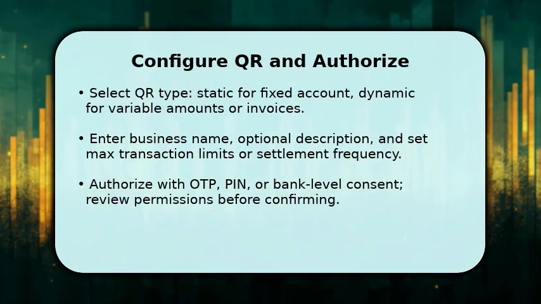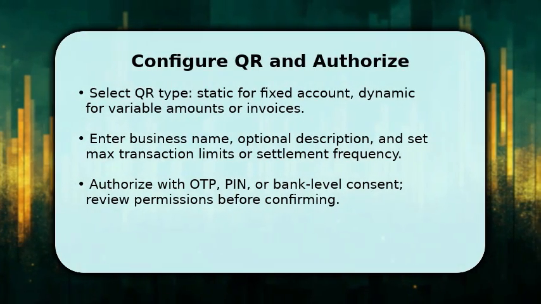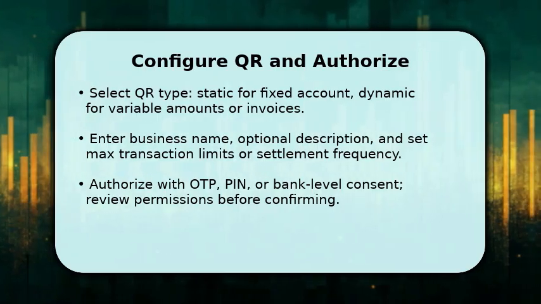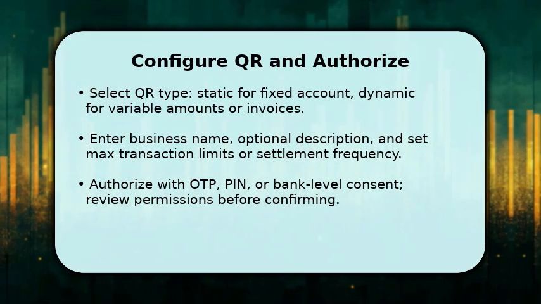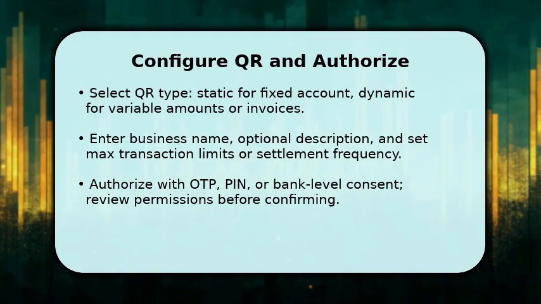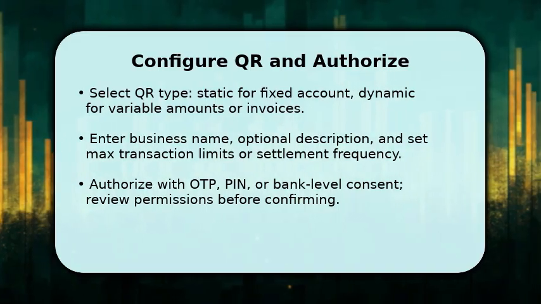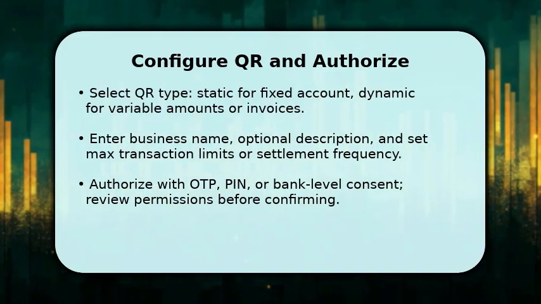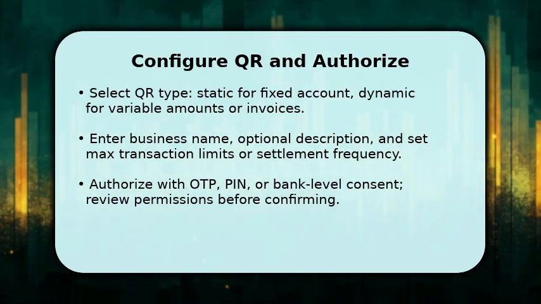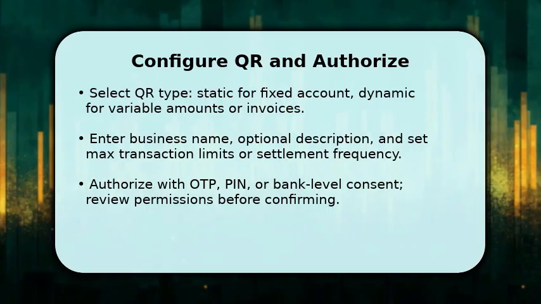Now focus on the middle steps. Choose static QR for a fixed account or dynamic QR if you need per transaction amounts or invoices. Fill the display name and optional description so payers recognize you, then set settlement frequency and per transaction limits to control exposure. When the app asks for authorization, approve with OTP or PIN, and use biometric confirmation if available.